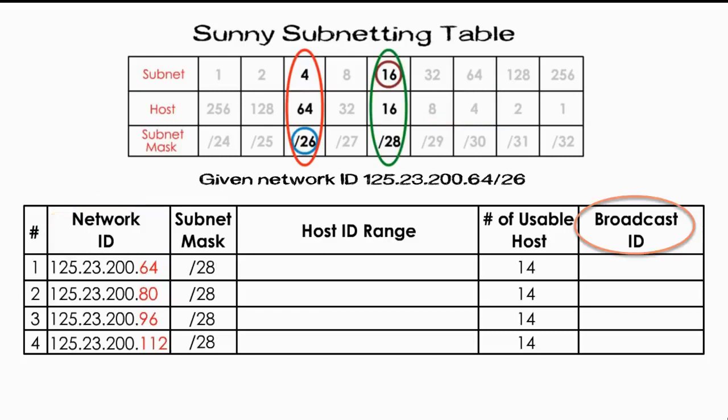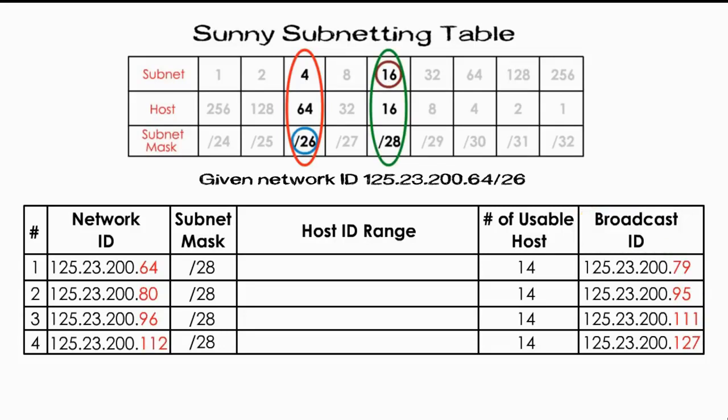We move to the broadcast ID. The last host ID is reserved for its broadcast ID. Therefore, the first broadcast ID is 79, the second one is 95, the third is 111, the last one is 127. We are almost there.